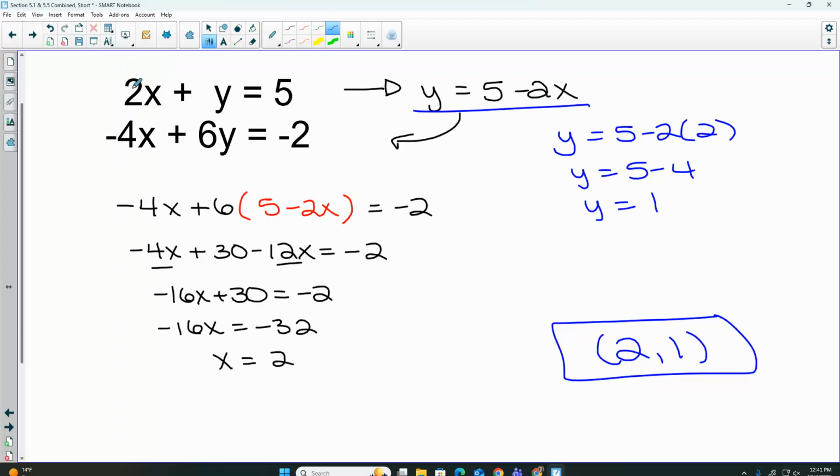And like before, we can always check if I plug it in. 2 times 2 plus 1 is 5. Okay, 4 times 2 plus 6 times 1 is negative 10. Okay. Do we remember substitution? Let's try elimination.